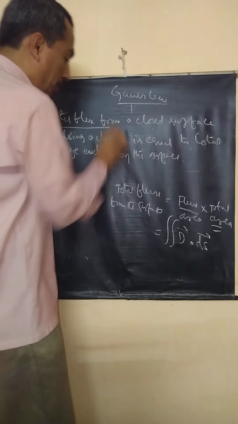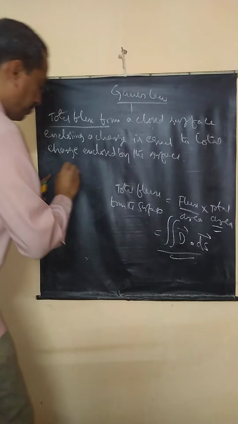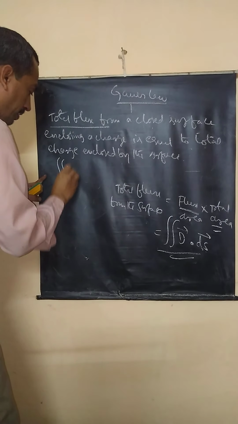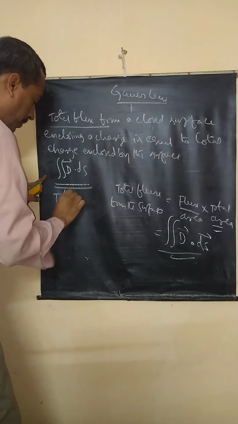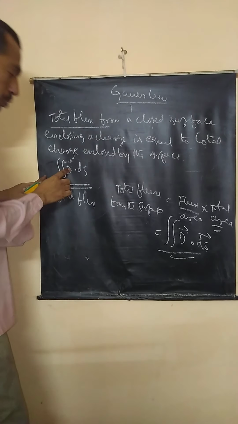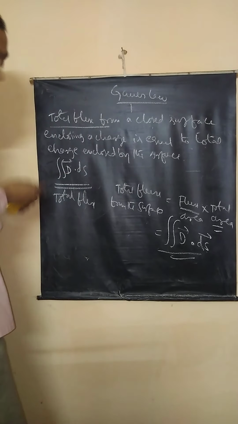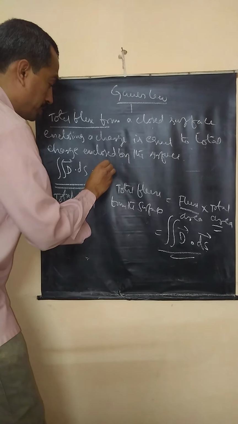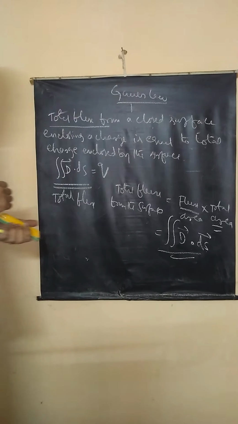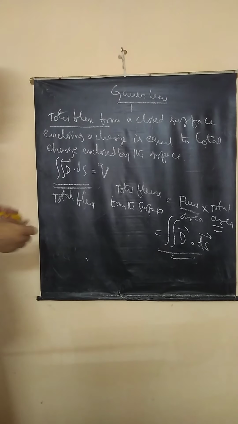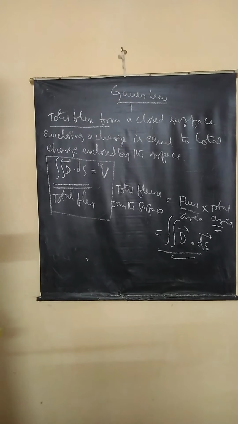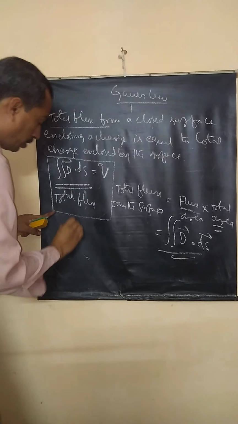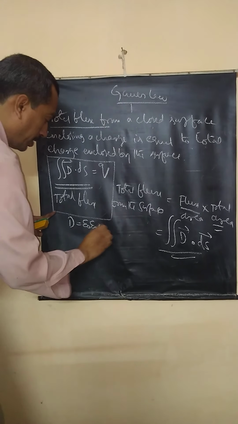Now, how to calculate total flux? This is the formula. See here, surface integral of D dot dS. This is the left hand side, total flux. Flux per unit area into total area. This is equal to total charge enclosed, Q. Let Q be the charge enclosed by the surface. This is Gauss law. Now, in terms of electric field, can you write this? We know D is epsilon naught epsilon R into E.